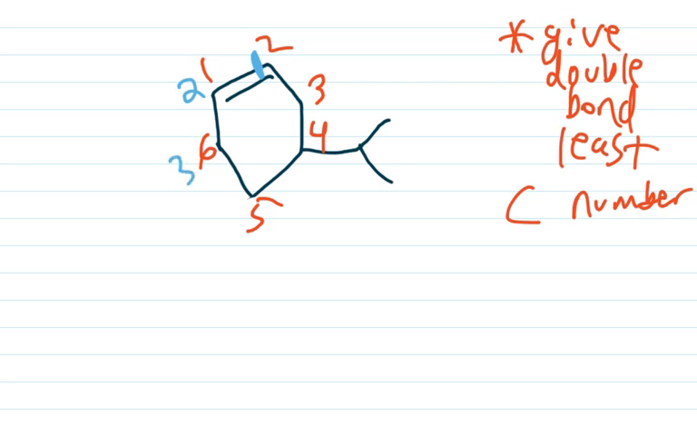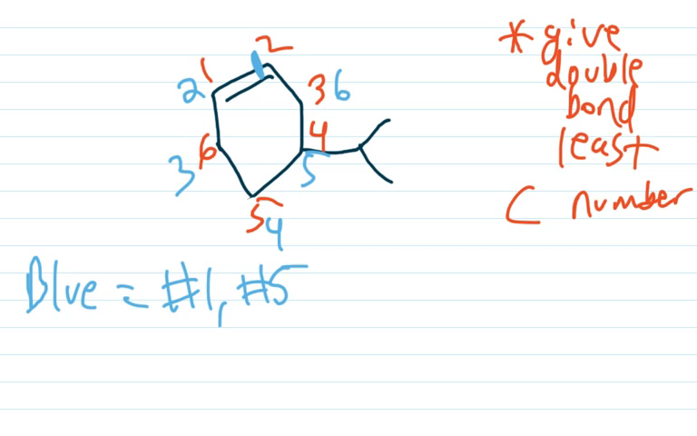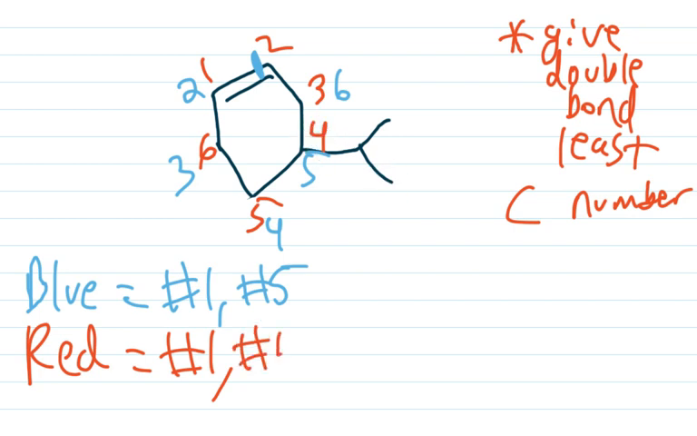But if you check this way, what actually happens is, if we check the blue numbering, the carbon number in which the double bond falls on is 1, but then the carbon number that the substituent falls on is 5. Okay, so if you do the same thing for the red numbering, the carbon number that the double bond falls on is 1, so it's a tie there, but then you have to look at the substituent next if it's a tie. And for the red numbering, the substituent falls on carbon number 4. So that's why the red numbering actually wins.